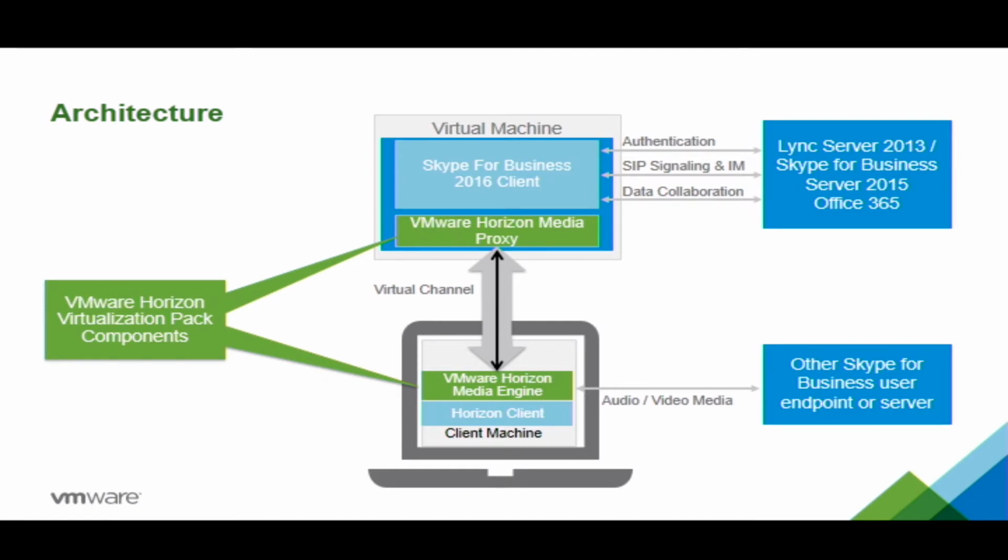In this architecture diagram, what you're going to see is that we created two new components. One is installed inside the virtual machine, called the Horizon Media Proxy, and the other is called the Horizon Media Provider, which is installed on the client endpoint. Let's say you're connecting from your client machine to your VDI desktop. The minute the connection is established, the two components communicate and pair up over the virtual channels. The key thing here is that customers can use Blast Extreme, which is our recommended protocol, or they can also use PCoIP.